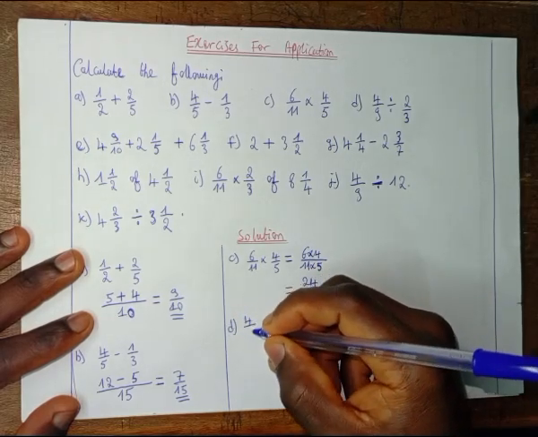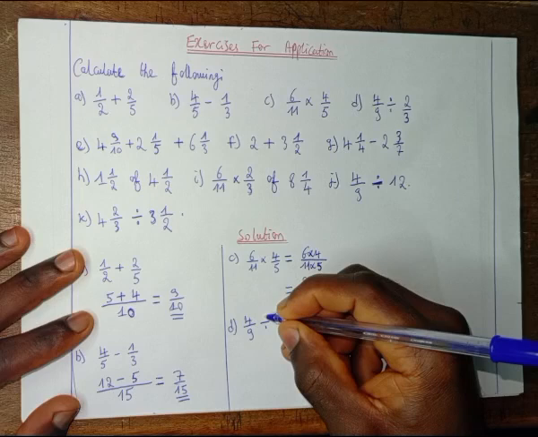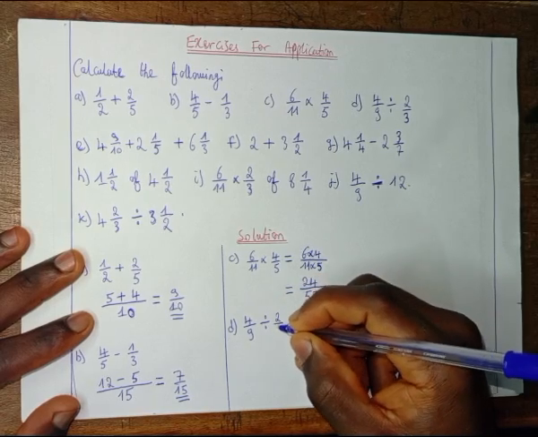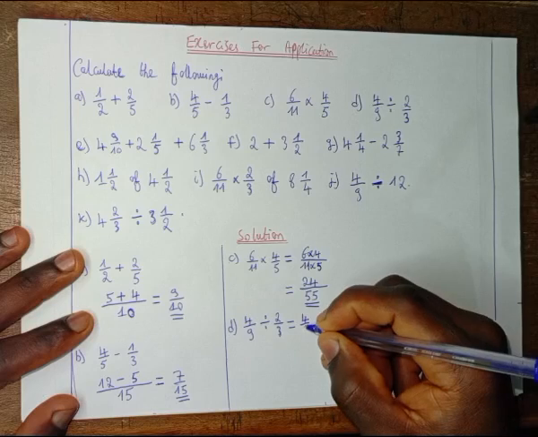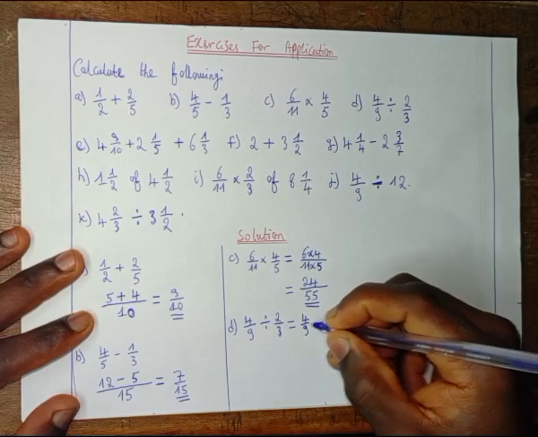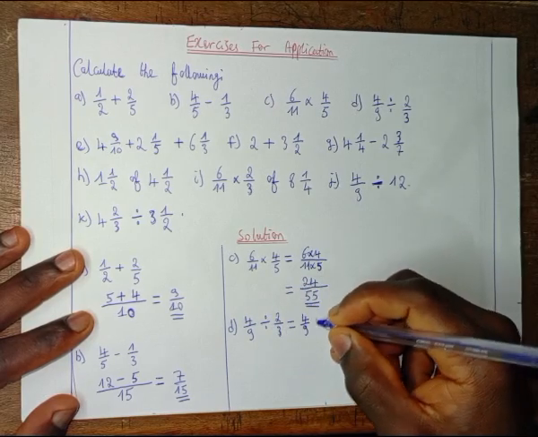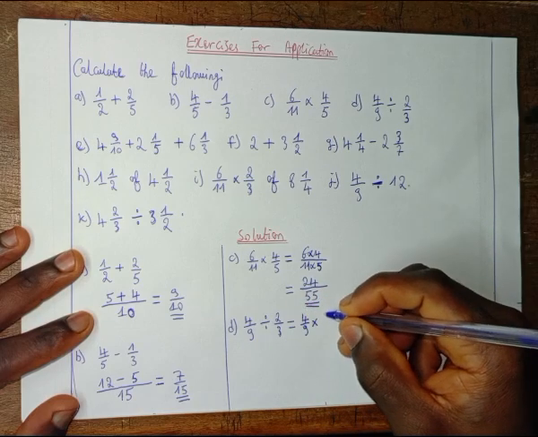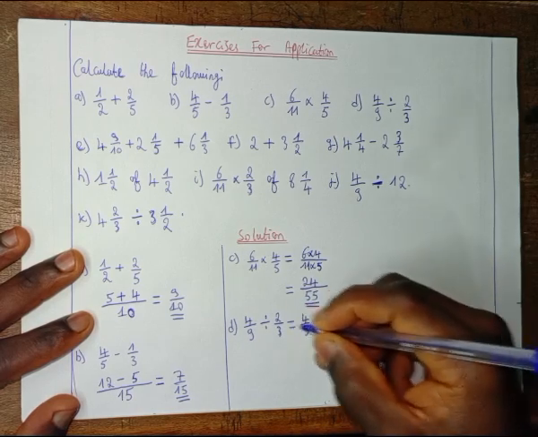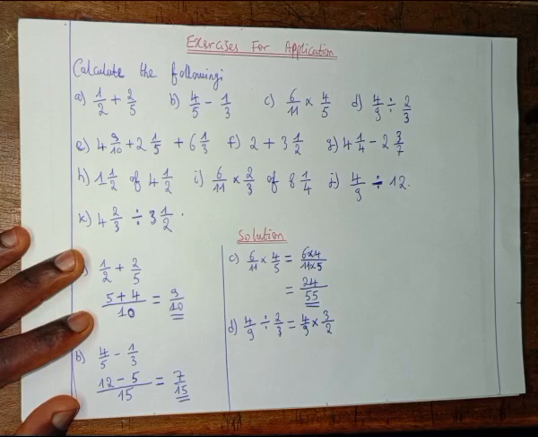We have 4 over 9 divided by 2/3. This will simply be equal to, we are going to maintain the first fraction, 4 over 9. We change the division sign to multiplication. Then we invert the second fraction. 3 becomes the numerator, while 2 is at the denominator.